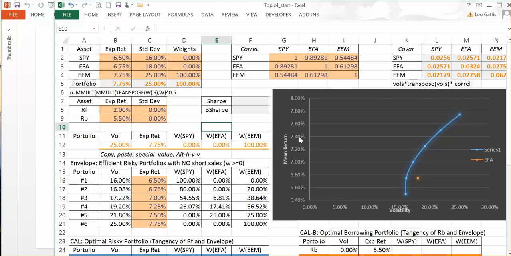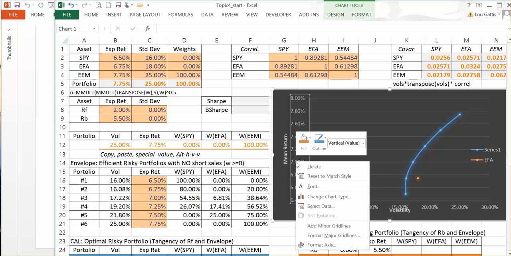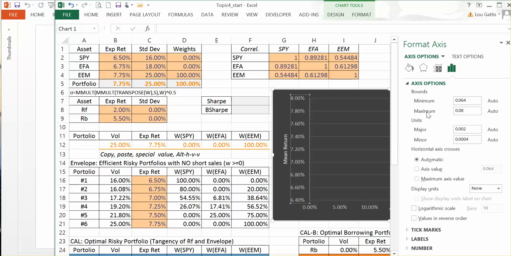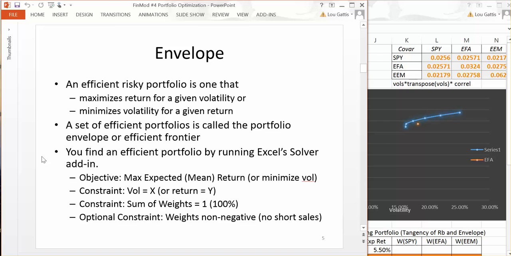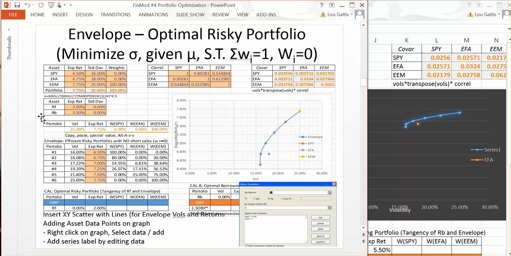And I'm going to change this axis here, and let me just have it start at 0. It's not going to look as pretty when I'm done, but let me just right-click there, Format Axis, and start that at 0. All right, so now we see our envelope, and then EFA. And now the next thing I'm going to do is talk about what happens if we add a risk-free asset to our portfolio choice.